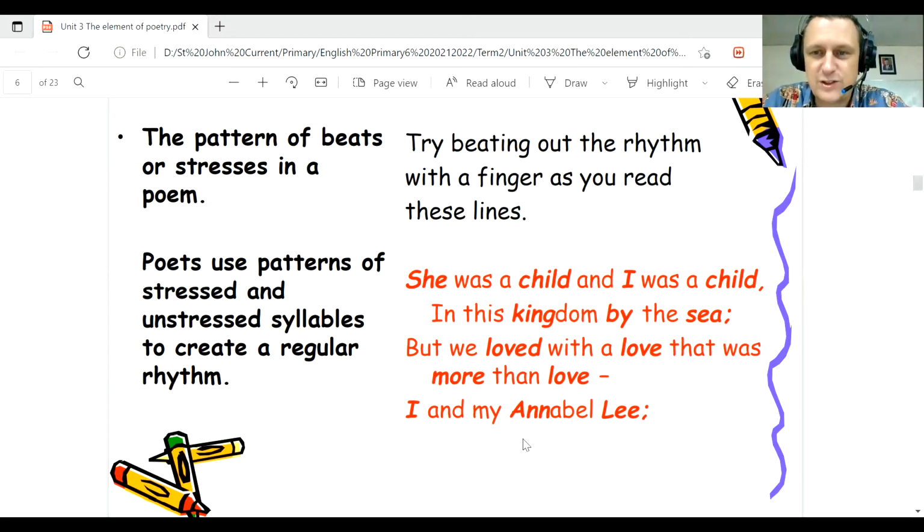She was a child and I was a child. She was a child and I was a child in this kingdom by the sea. But we laughed with a laugh that was more than laugh, I and my Annabel Lee.